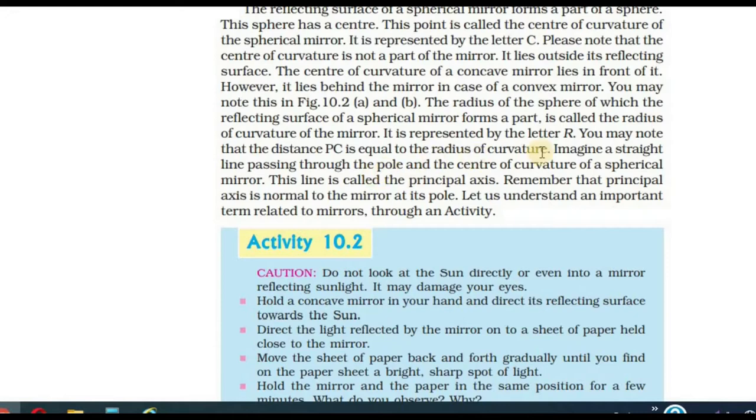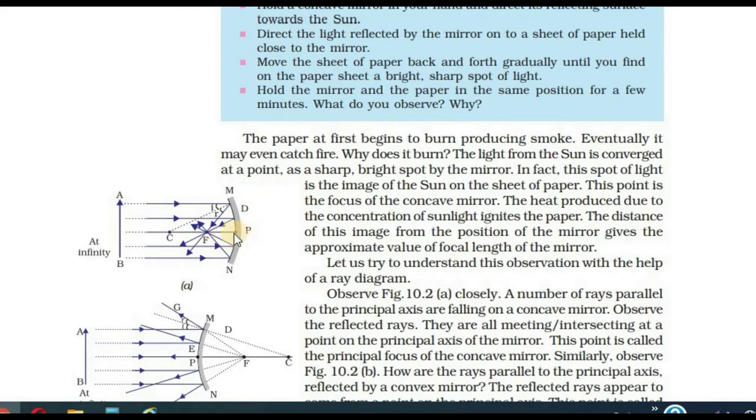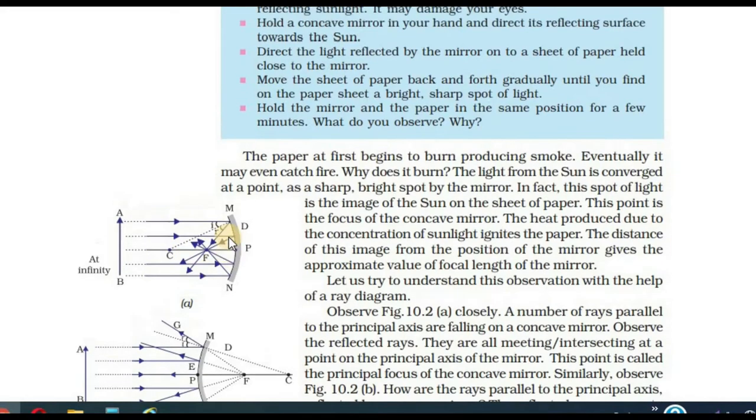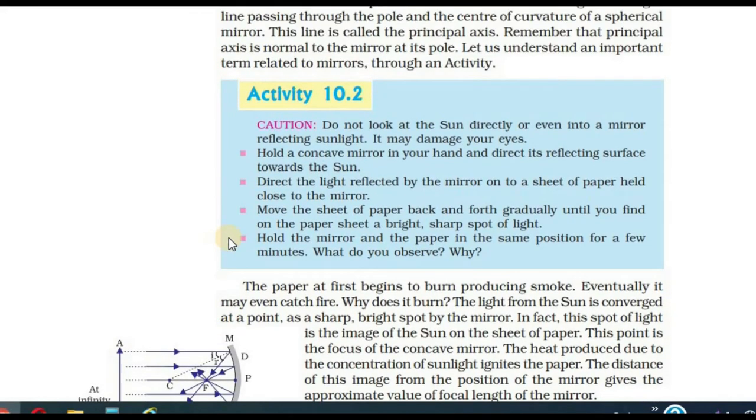What is meant by principal axis? The principal axis is the straight line passing through the pole and the center of curvature. So this is the principal axis. Can you see the principal axis? The principal axis is the straight line which passes through the center of curvature C and the pole P of the mirror. Okay.